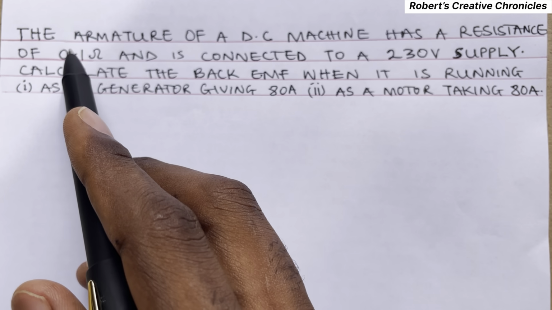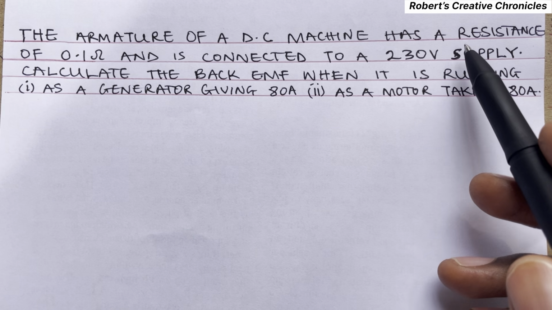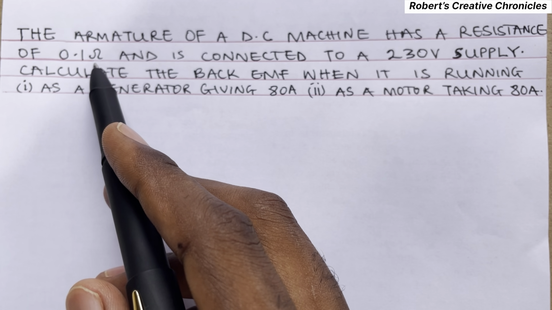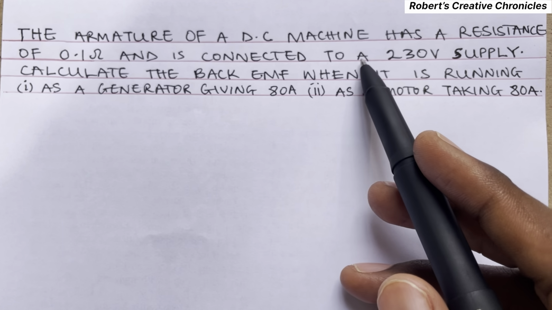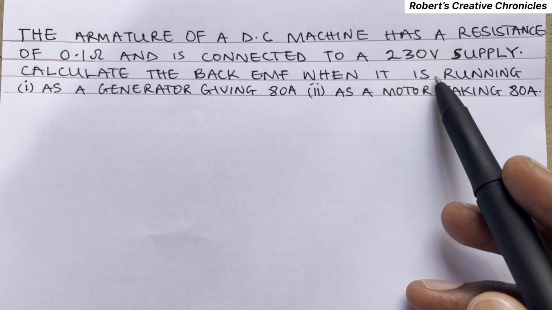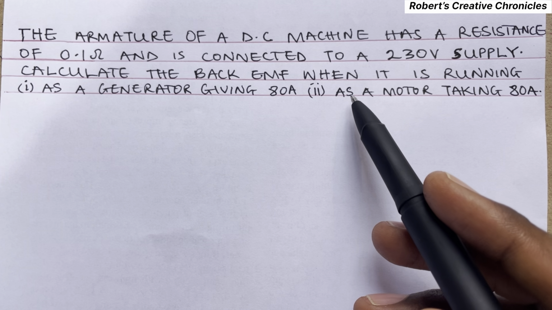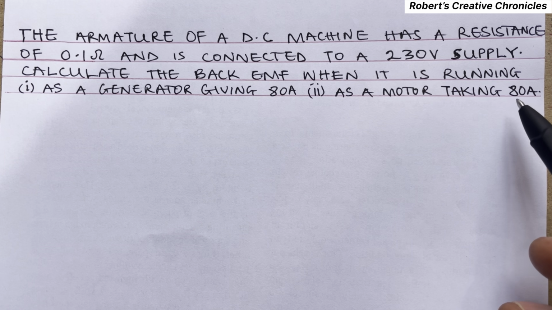So today we'll be solving this question which states that the armature of a DC machine has a resistance of 0.1 ohm and is connected to a 230 volt supply. Calculate the back EMF when it is running 1) as a generator giving 80 ampere, 2) as a motor taking 80 ampere.